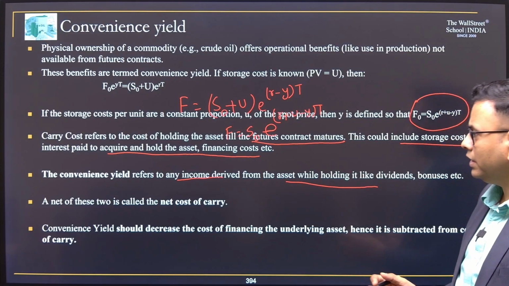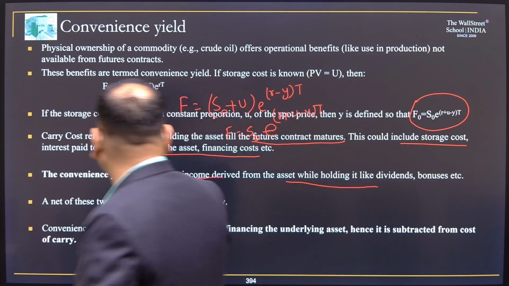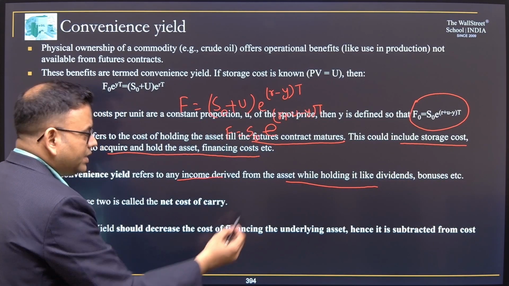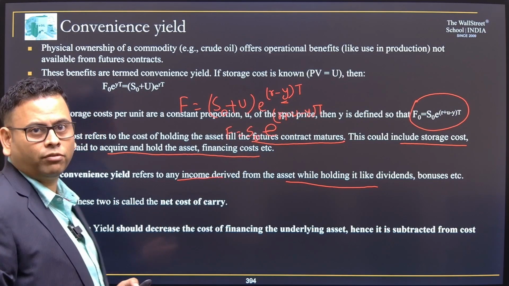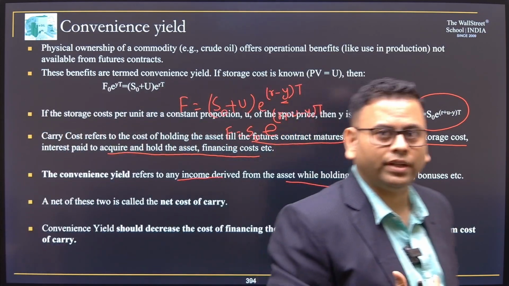Convenience yield should decrease the cost of financing the underlying asset, hence it is subtracted. As I was saying, your convenience yield will be subtracted from the cost because it is a benefit which you are deriving.